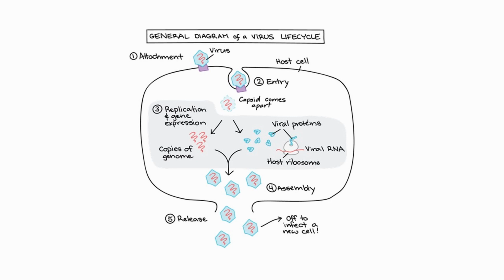Once it's inside the cell, either the envelope or the protein capsid is going to come off of the genetic material. The genetic material is then going to be replicated using the host cell's replicative enzymes. So the host cell has the tools, and the host cell is going to make a lot more genetic material. And then the viral RNA is going to be recognized by the host cell's ribosomes. And then the RNA is going to be read and then turned into proteins. Then you have more viral genetic material and more viral proteins, and they come together. It's called assembly. And you make more virions.